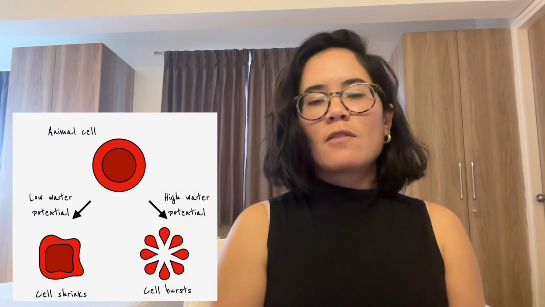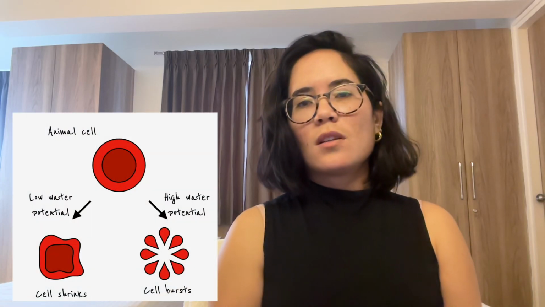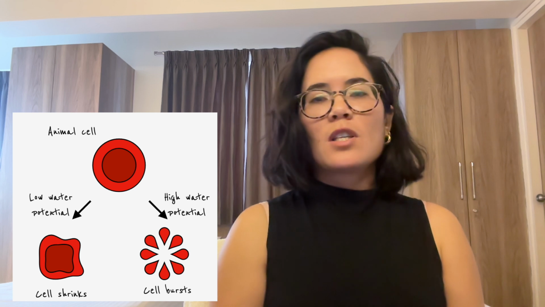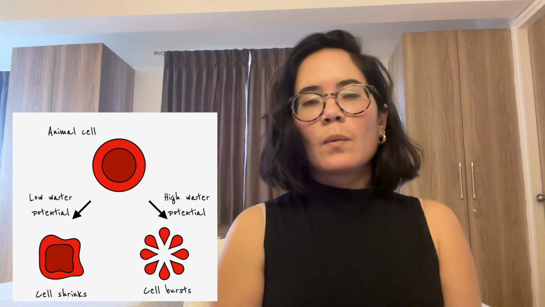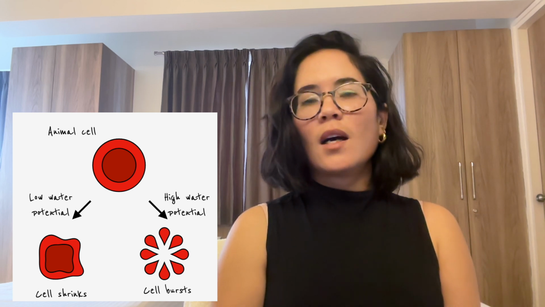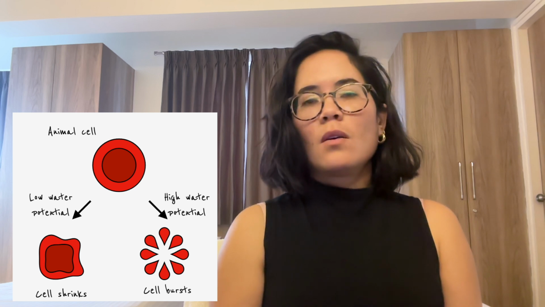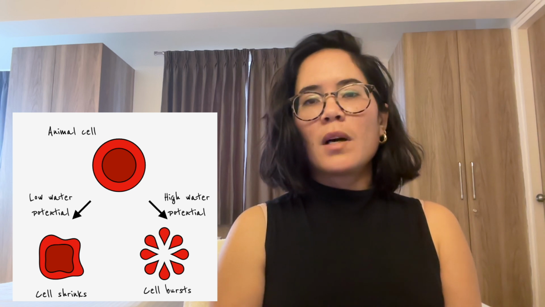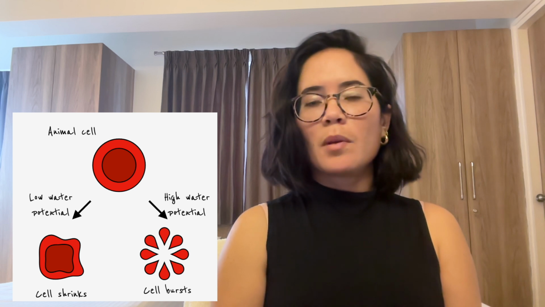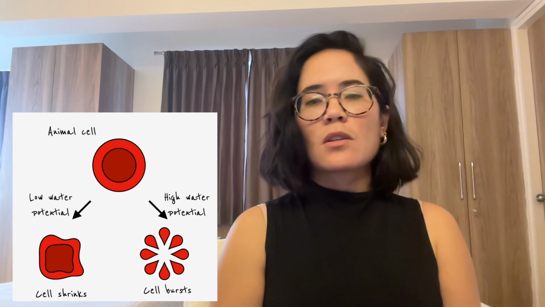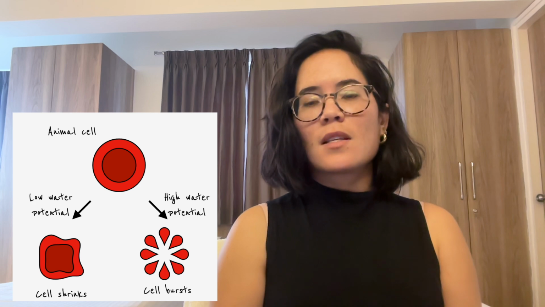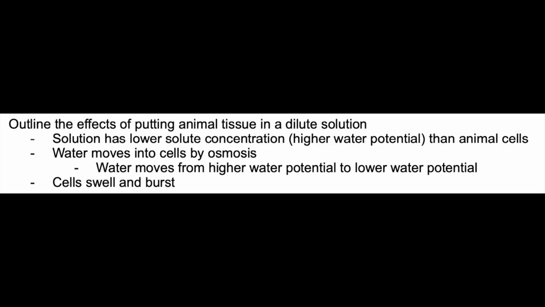What about if we switch around and we have a low solute concentration, so something like pure water, which has a very high water potential? When an animal cell is placed in a high water potential solution, water is going to enter the animal cell by osmosis across the partially permeable membrane. Because the animal cell has no cell wall, if enough water enters, the animal cell will burst.